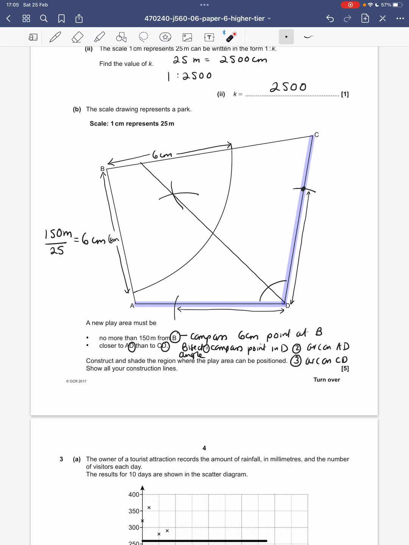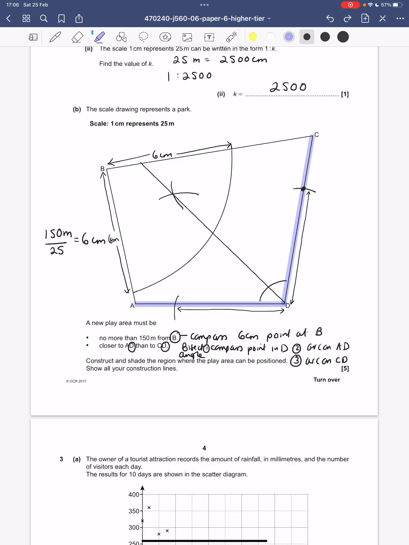Okay, so now it says construct and shade the region where the play area can be positioned. So the reason, actually I'll describe this a bit more. It needs to be closer to this one than to this one. So it means it's got to be this side of the line. Okay, because that side of the line is closer to AD. That side of the line is closer to CD. So the shaded bit is going to be all this here. We're still in purple. Oh well, it doesn't matter, does it? This is what we want.